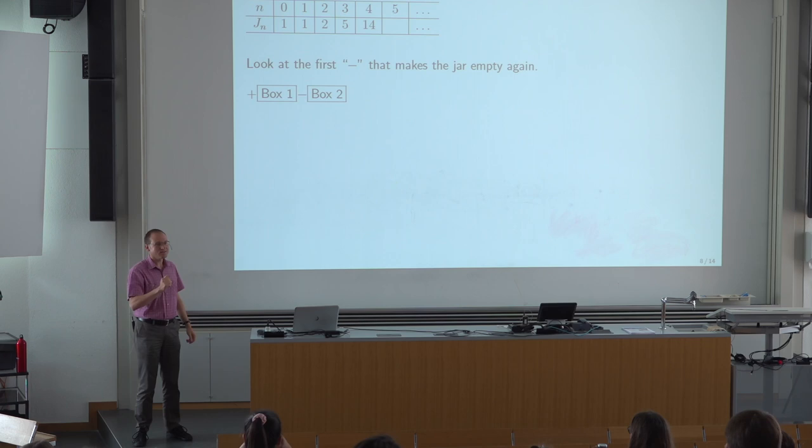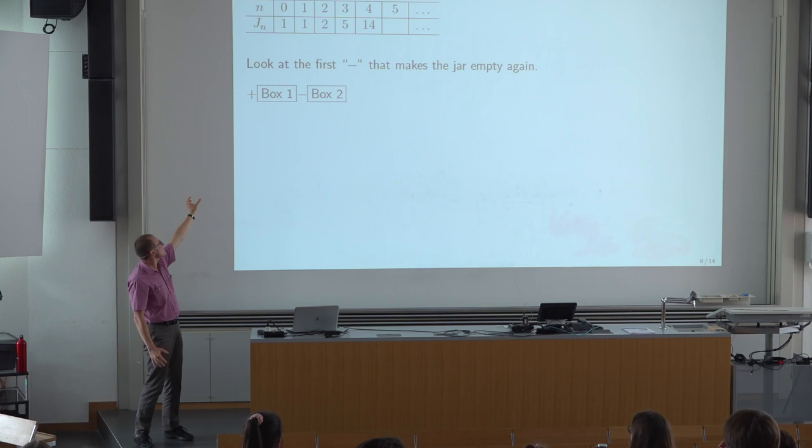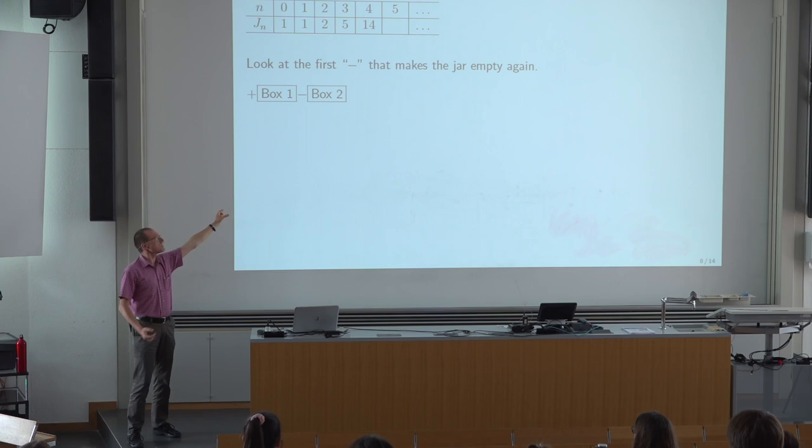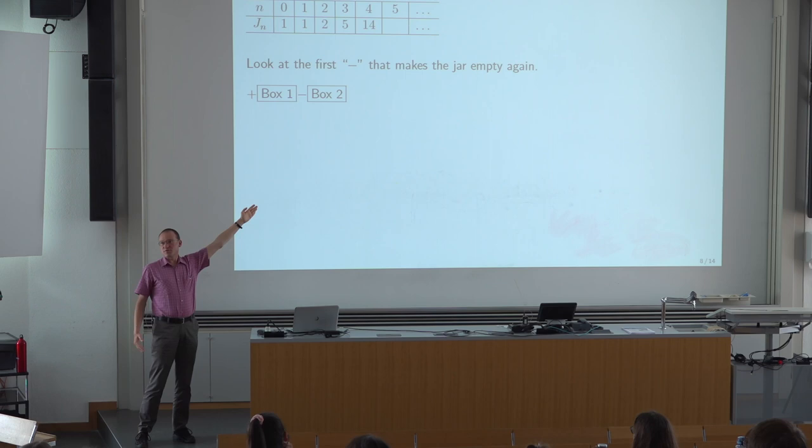Yes? Very good. The total number of the output of box 1 has to be 0. So box 1 must contain as many pluses as minuses. And what about box 2? As well. Box 2 must contain as many pluses and minuses. Box 1 contains as many pluses as minuses because after that other minus, you're left with no coins. And then because at the very end you're left with no coins, same is true for box 2. Okay, so each of them has the same number of pluses and minuses.